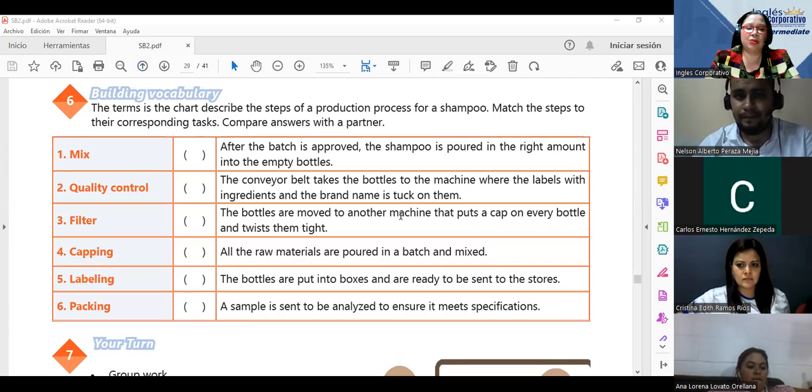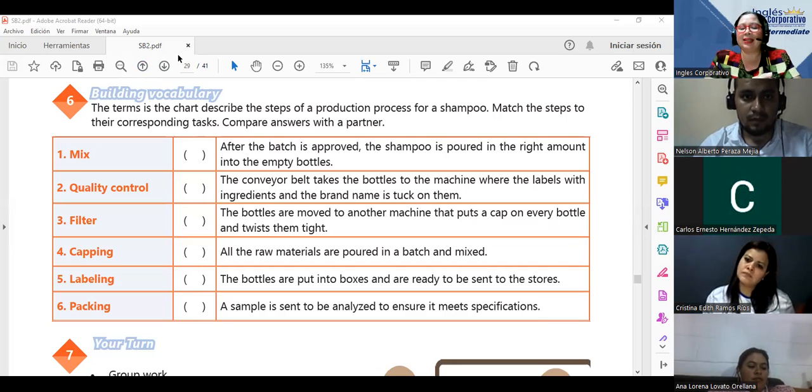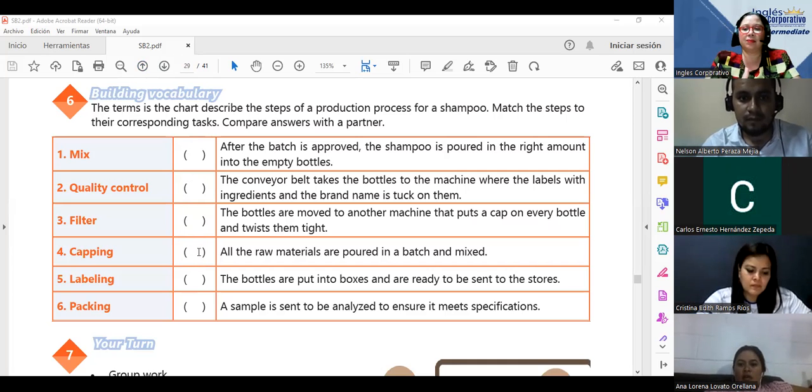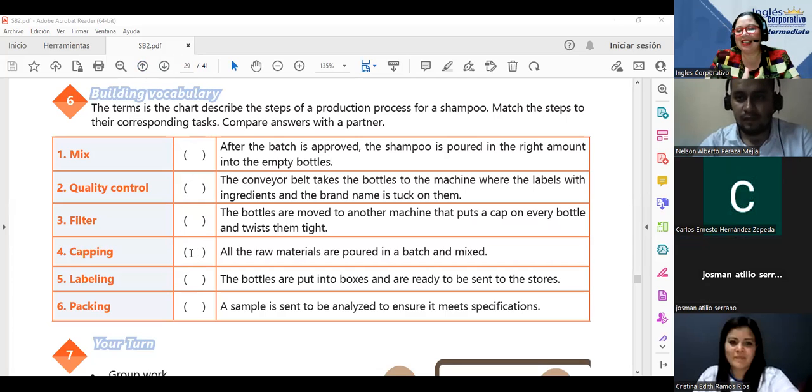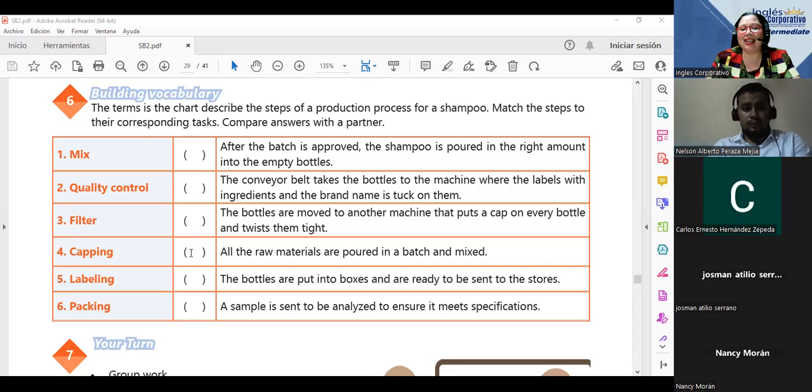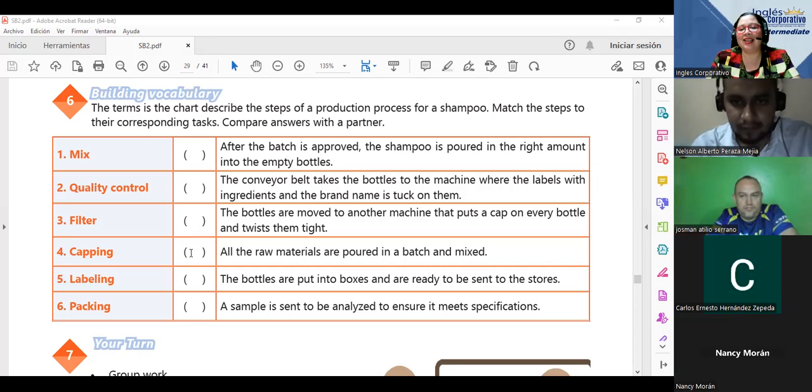I thought you were the one who took note. Okay, well, what is the number one, mix? What's the definition or the description of that step, guys? Can you read it? Christina, please read. All the raw materials are poured in a batch and mixed. All right. Everybody agrees? I agree. Yes, I agree.